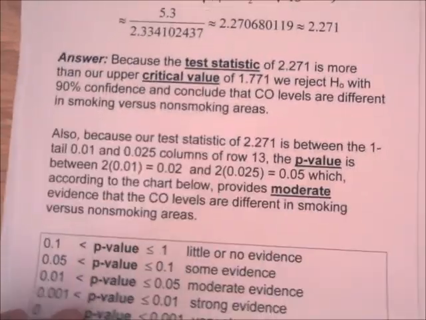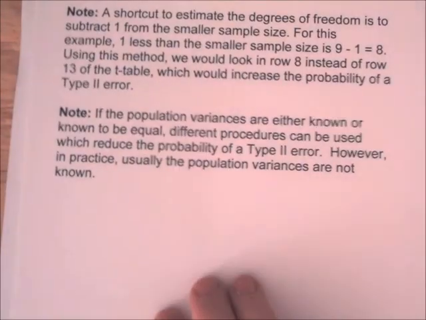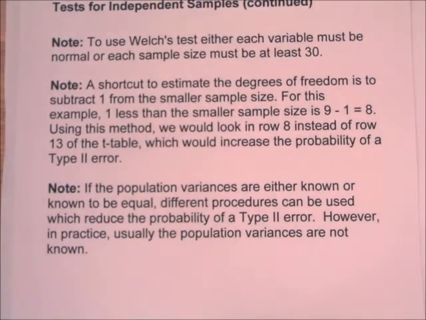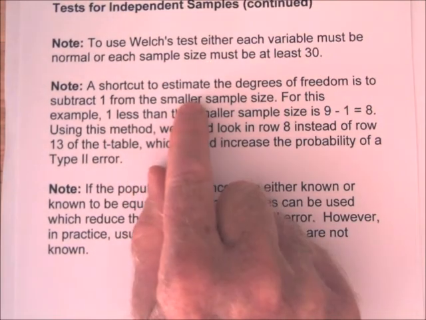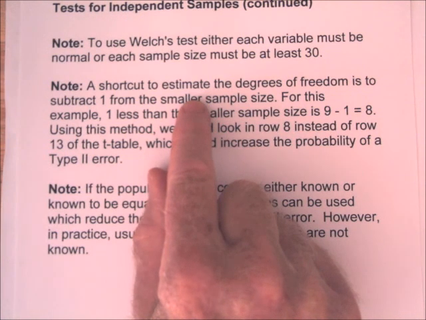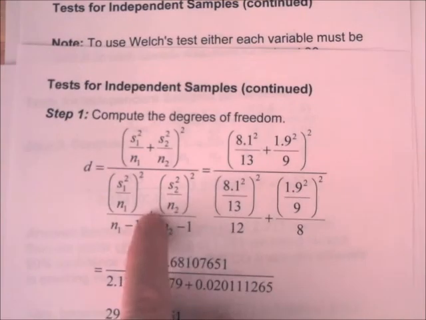Okay, a couple of things to note about Welch's test. Each variable must either be normal or the sample size must be at least 30. That's one thing to note. Also, there is a shortcut. It's this formula for the degrees of freedom, which was rather complicated.